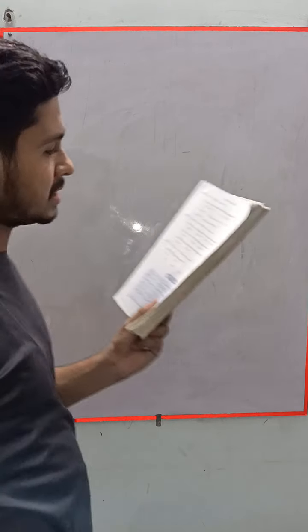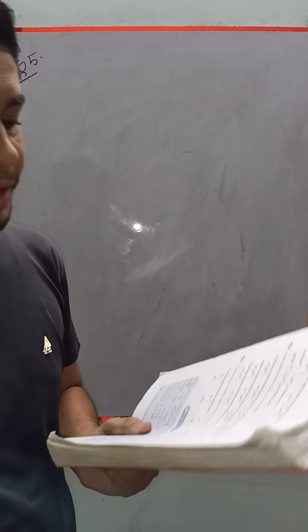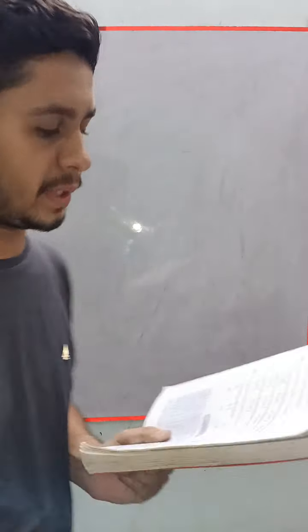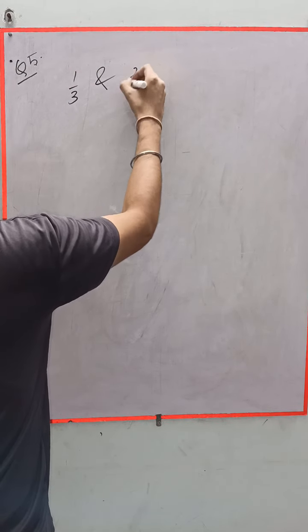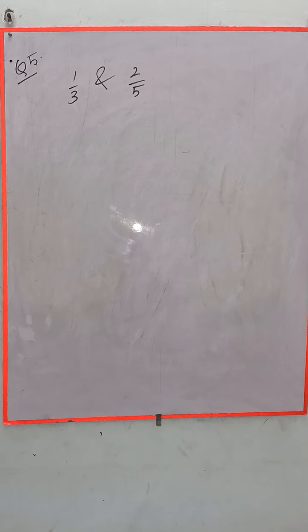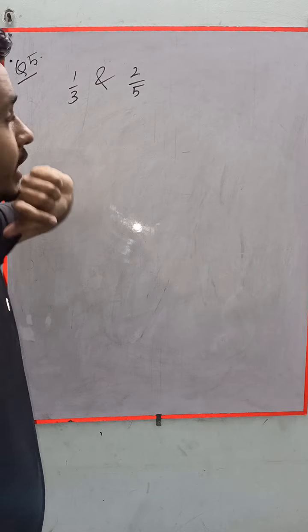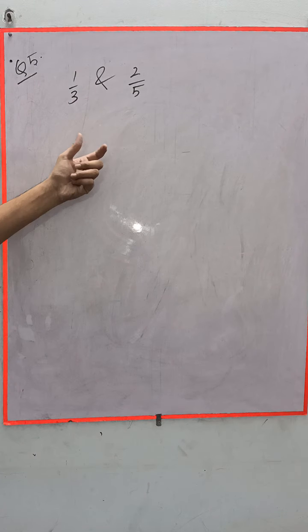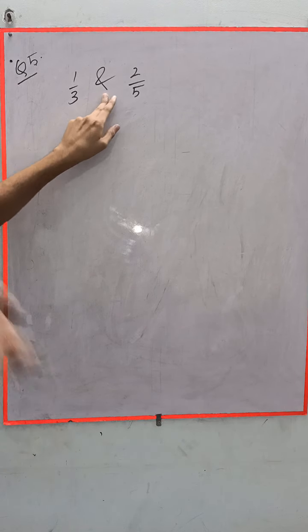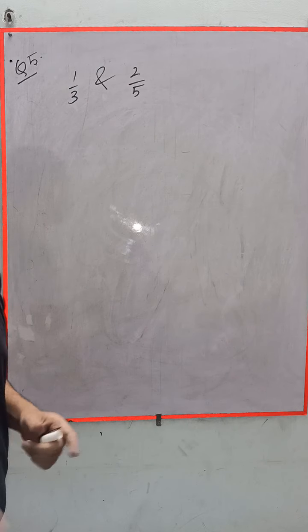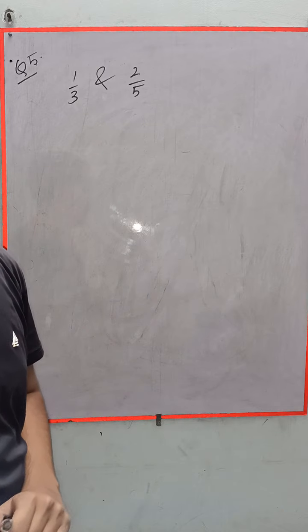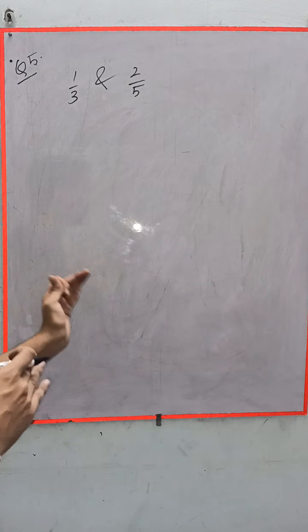Question number 5 now. What does this question say? Determine a rational number between the pair of numbers in each of the following. So we need to find a rational number between 1 upon 3 and 2 by 5. They two are also rational numbers, and we need to find one rational number between them. There are 2 or 3 ways of finding the solution of this question. So let's see the easiest one.